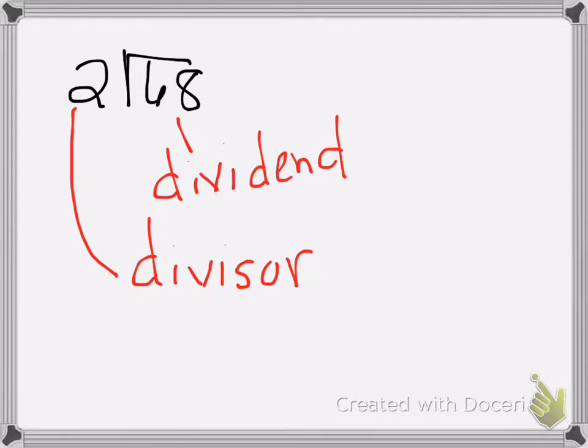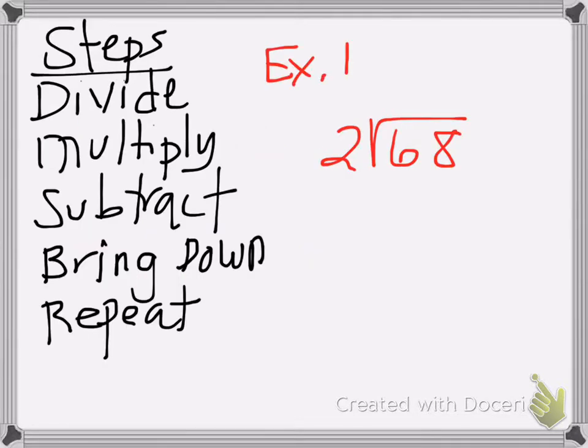So for my problem, 68 divided by 2, I'm saying that I'm going to take 68 and I want to divide to see how many equal groups of 2 I can make within that one particular number. Okay, so now back to the problem, 68 divided by 2. Off to the left, you can see where I've listed the steps again: divide, multiply, subtract, bring down, and repeat.